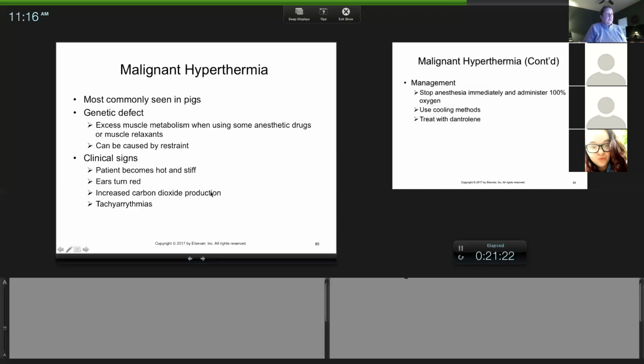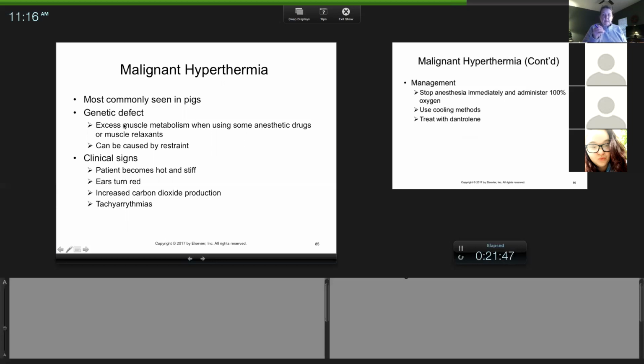There is another condition called malignant hyperthermia. Now, this is seen in humans and pigs. So people can get this, but it tends to be seen in pigs. I did lose a greyhound to this when I was at Purdue. So it's not that it's only people and pigs, occasionally it can be seen in dogs. It is a genetic defect. It is a genetic muscle defect.